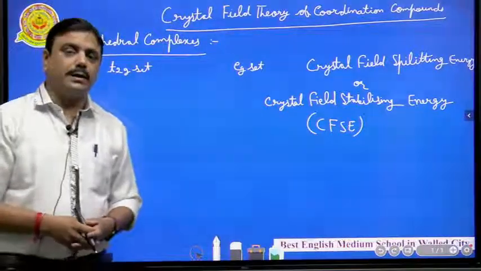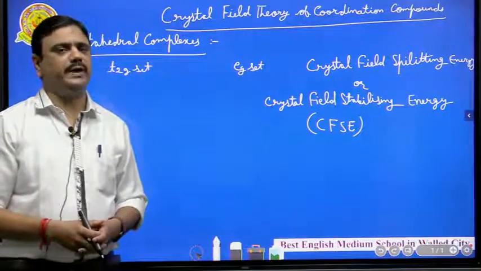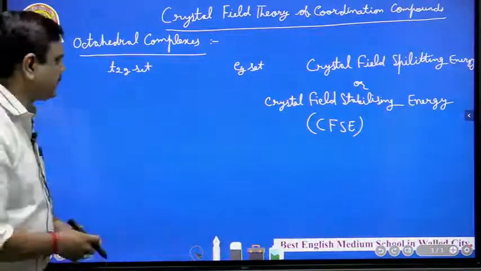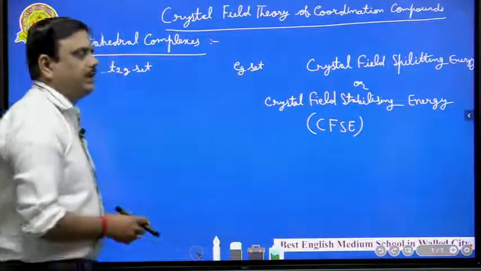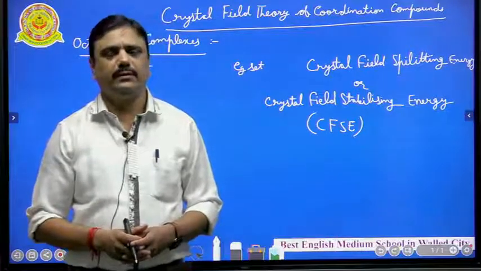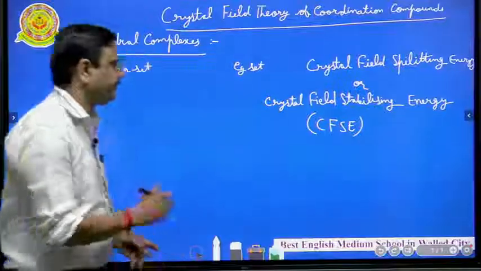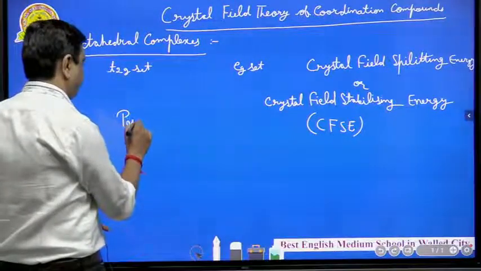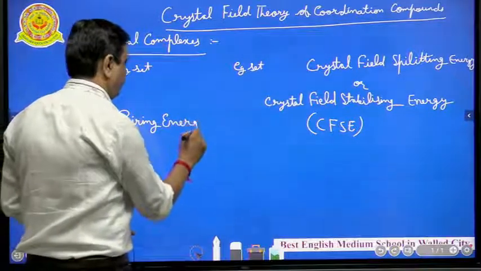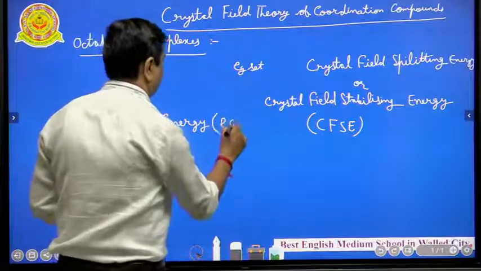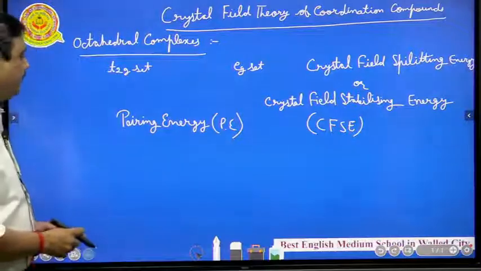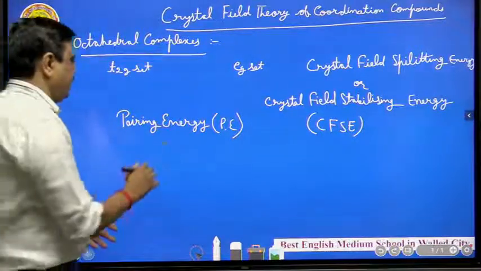A strong field ligand can cause pairing of the electrons, weak field ligands cannot cause pairing of electrons. Actually, for pairing the electrons, a definite amount of energy is required, which is called pairing energy.